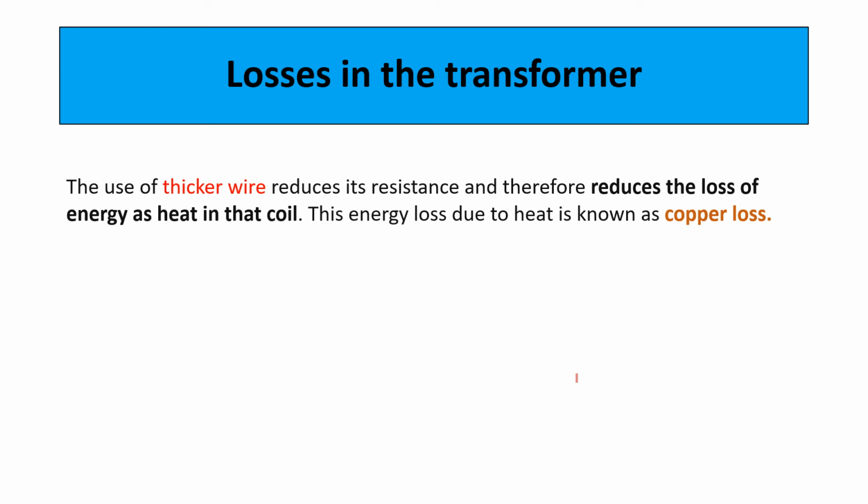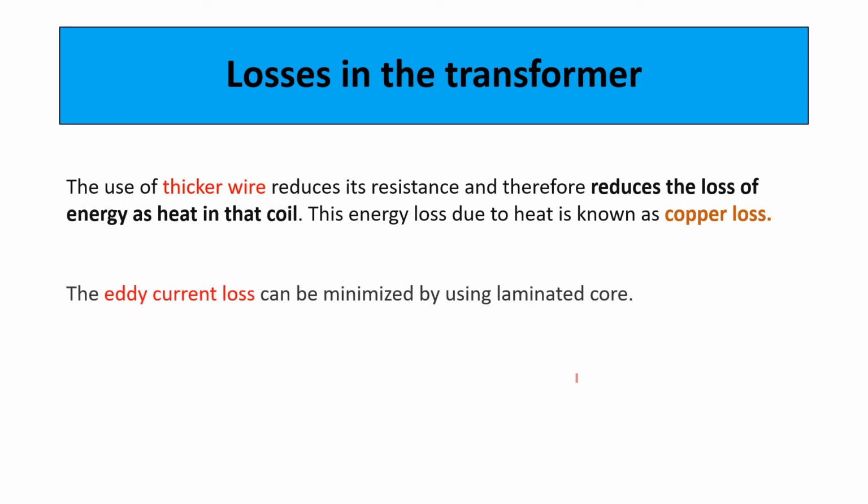Eddy current loss is another loss, and this can be minimized by using laminated core. This is core loss. That is, it is due to the iron core. Please remember that the copper loss can be minimized by using a thicker wire, and the eddy current loss can be minimized using a laminated core.